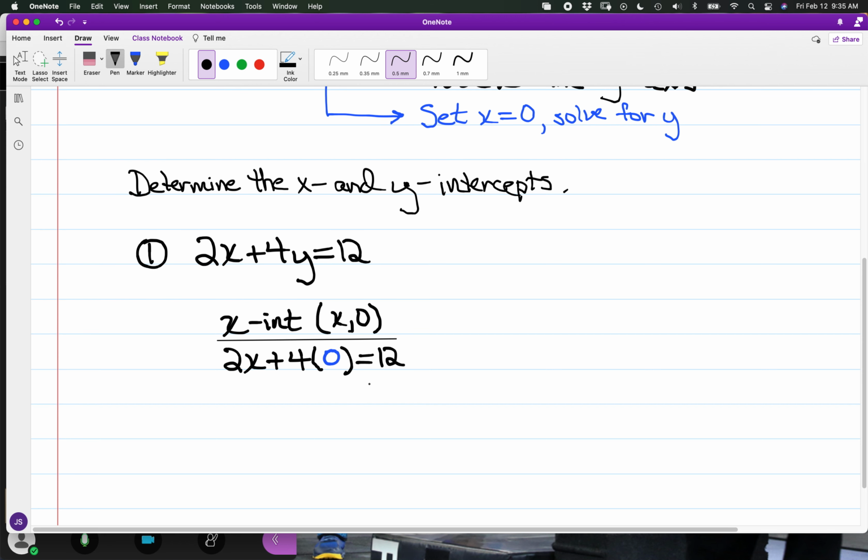And for this statement, if 4y goes to 0, we have 2x is equal to 12. With division by 2, we have that x is equal to 6. And with x determined, it follows that the ordered pair for this x-intercept will be 6, 0.